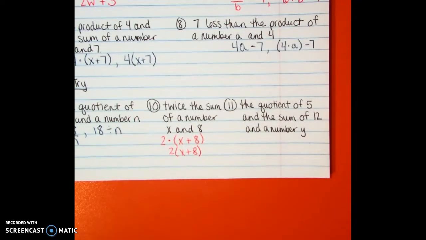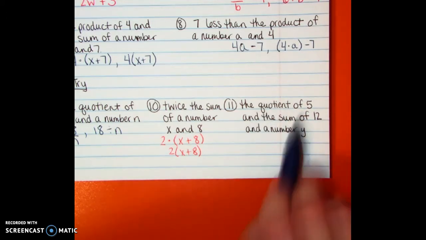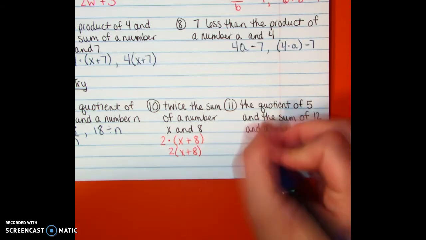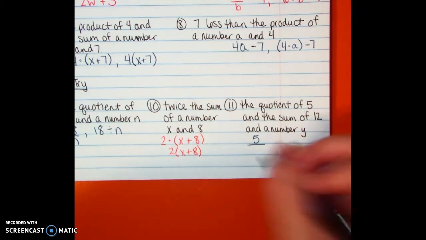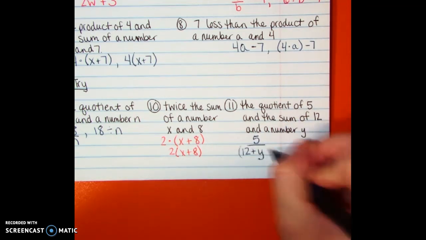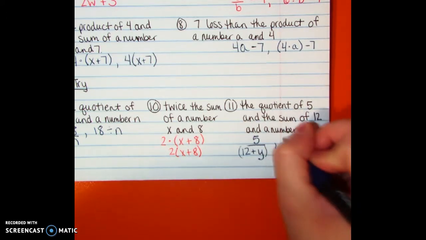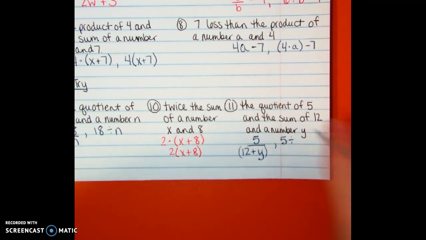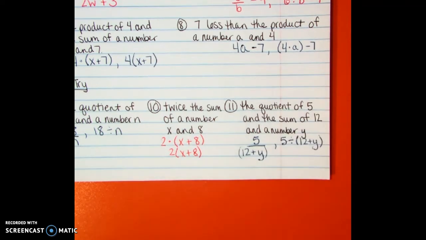The last one for you to do is number 11, so go ahead and try that. This one is the quotient of 5 and the sum of 12 and a number y. Quotient, so 5 is going to go on top. 5 divided by the sum, which means I'm adding 12 plus y. You could put them inside parentheses if you want to. If you wrote it on one line, it would be 5 divided by, and you would have to put 12 plus y inside parentheses, or y plus 12.